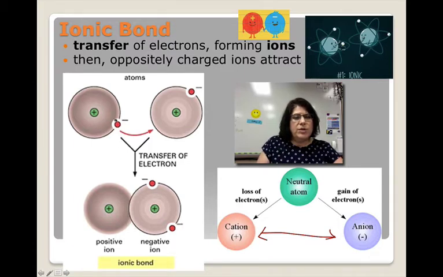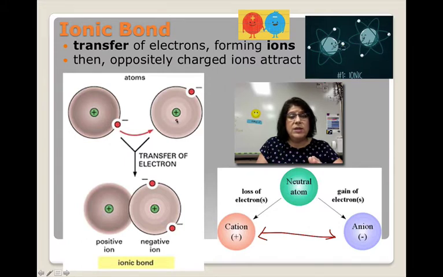So here in this picture, same idea. This one gives an electron to this one. One is positive, one is negative. They are attracted to each other and they sit next to one another. That is the definition of an ionic bond. Look at those cute guys. A little positive one and a negative one being attracted to each other. That's the definition of an ionic bond.